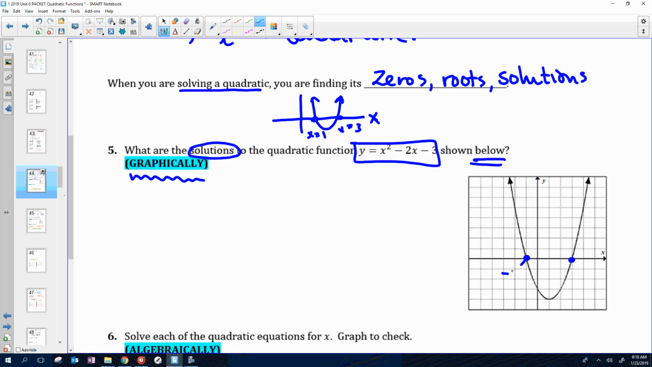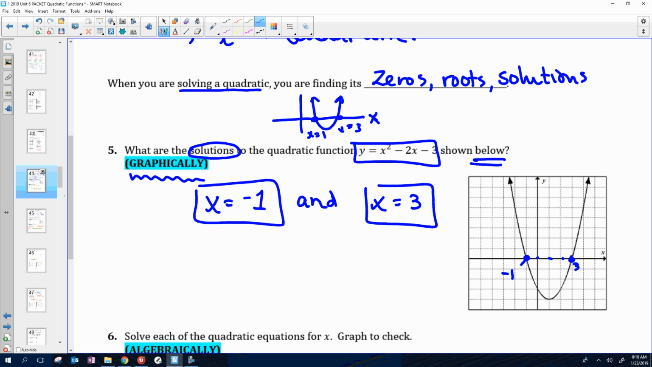So this one is at negative 1, so x equals negative 1. And this one is at 1, 2, 3, so x equals 3. If you think about it, negative 1, 0, and 3, 0 are the coordinates of those points. So the y value is 0. The solution is x.